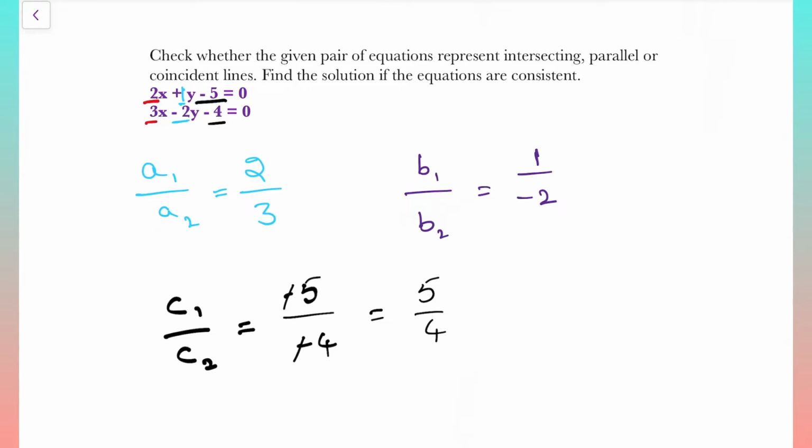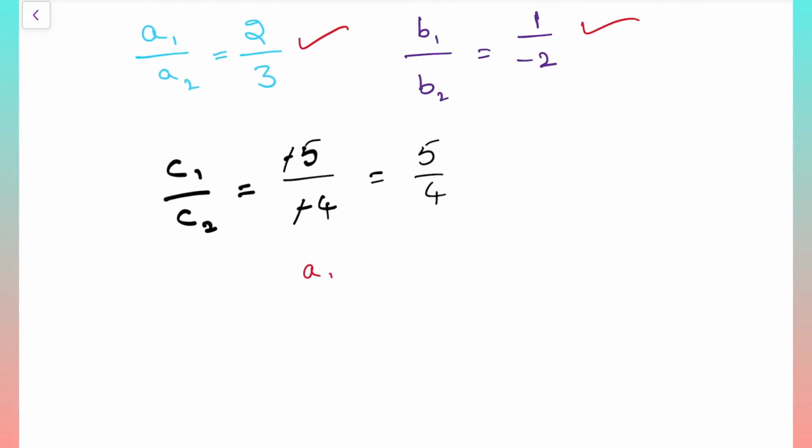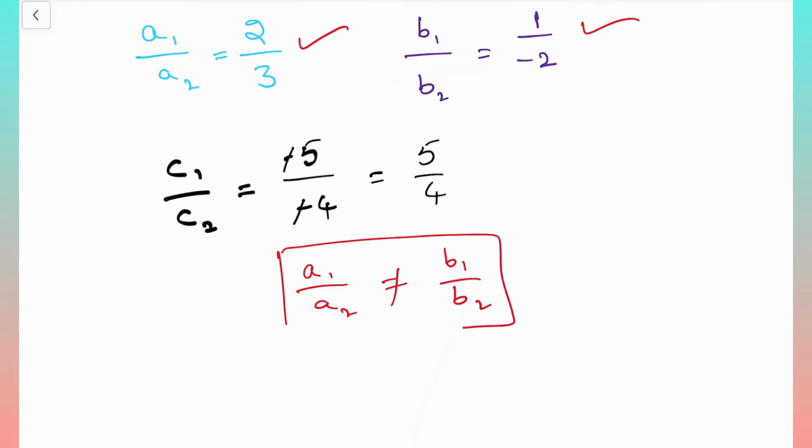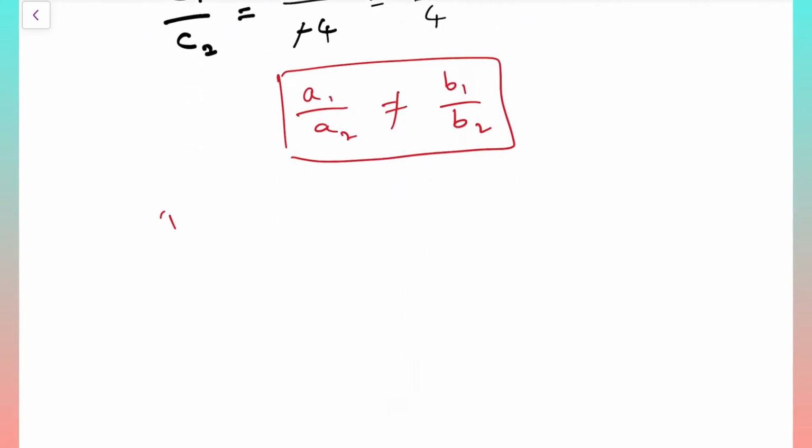If we observe, a1 by a2 is 2 by 3 and b1 by b2 is 1 by -2. Both are completely different to each other. So we can say that a1 by a2 is not equal to b1 by b2. If a1 by a2 is not equal to b1 by b2, then those lines are called intersecting lines. So intersecting lines means how many solutions will be there then? For intersecting lines, only one solution will be there.